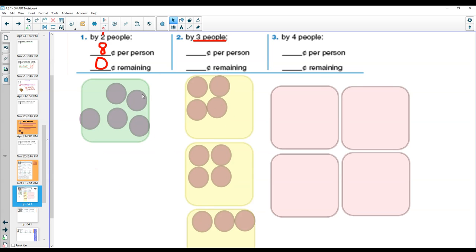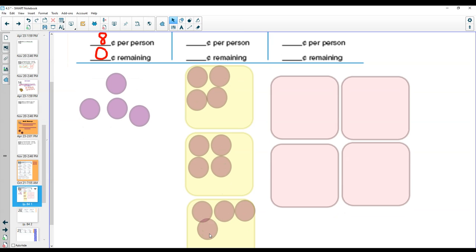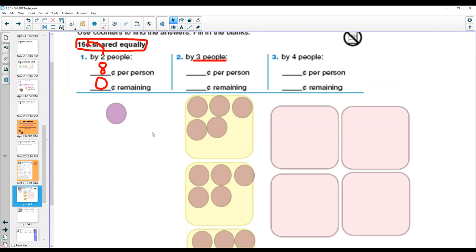Uh-oh. Now this one needs 4 here. Now they all have 4. We can give them all 1 more. But look at this. What happens is 1, 2, 3, 4, 5, but we still have 1 left over.